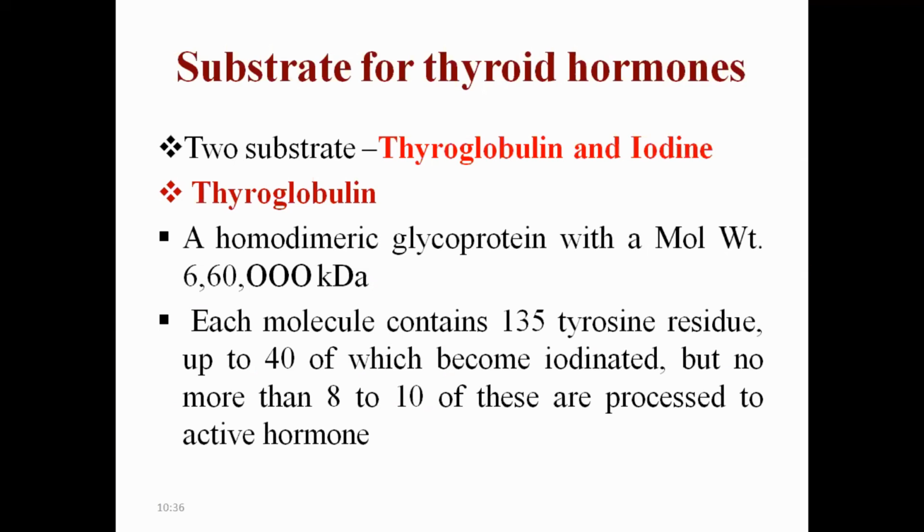So that is the hormogenesis, the formation of thyroid hormone. So this thyroglobulin, though it contains around 140 tyrosine residues, nearly 40 tyrosine molecules become iodinated, and from that hardly 8 to 10 active hormones, that is thyroxines, are synthesized.